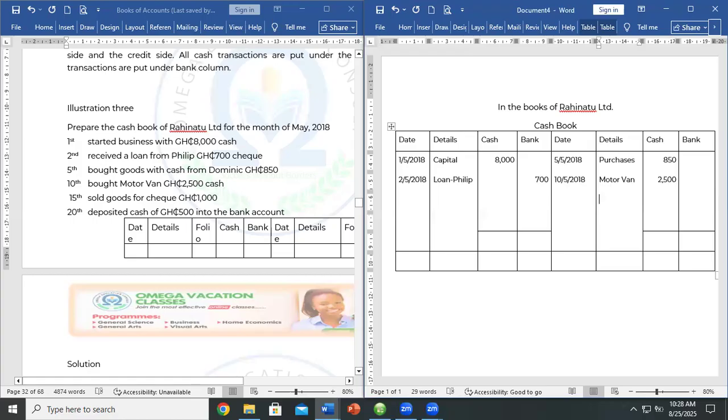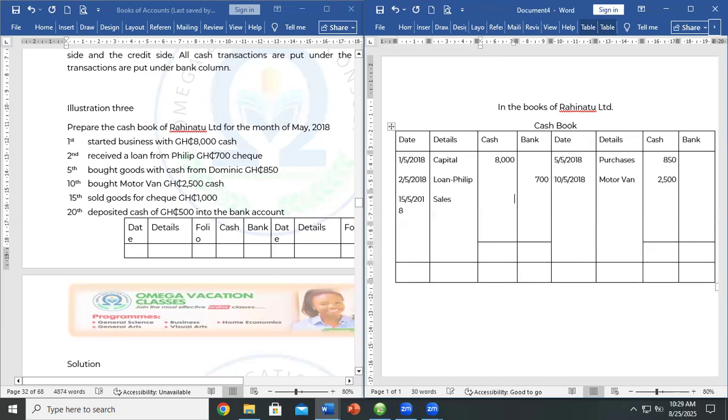Then we have 15th, sold goods for check. So we are selling goods. We are receiving check. So that will be a receipt. So we have 15th May 2018 at the debit column. That will be sales, right? And it should be under the bank column.